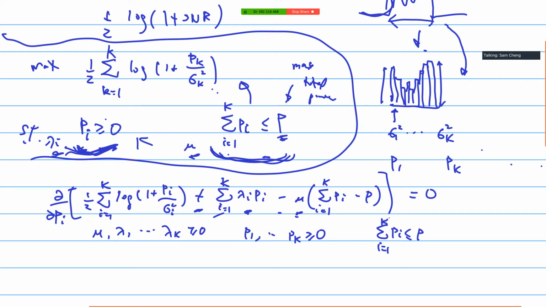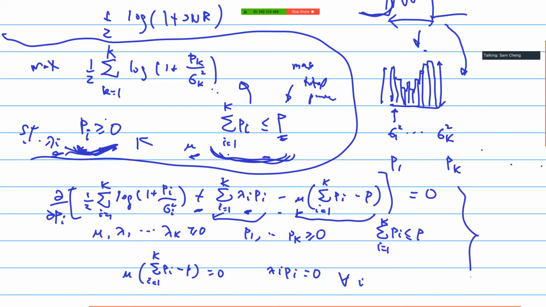And I have the complementary slackness condition. Basically, this thing as a whole is equal to 0, and this thing as a whole is equal to 0. So there's a mu times the sum over i equal to 1 of pi minus p equal to 0. Oh, sorry, no. And also lambda i pi is equal to 0 for all i here. So that's all the KKT conditions.